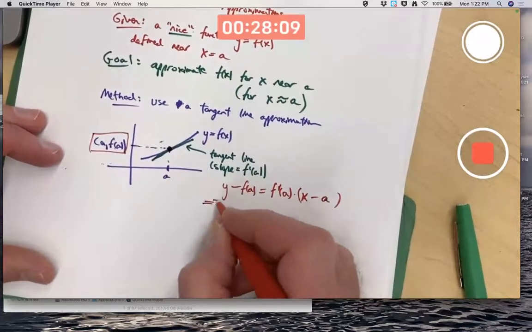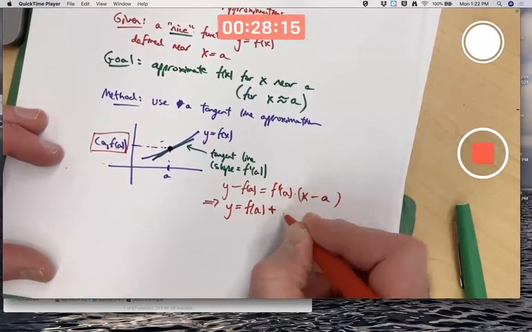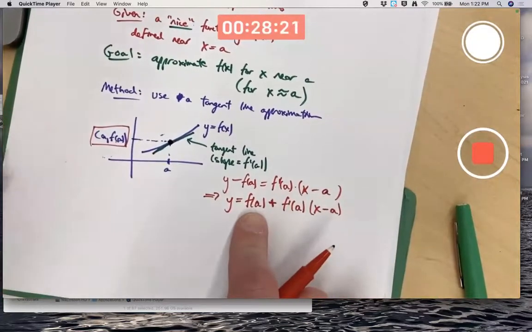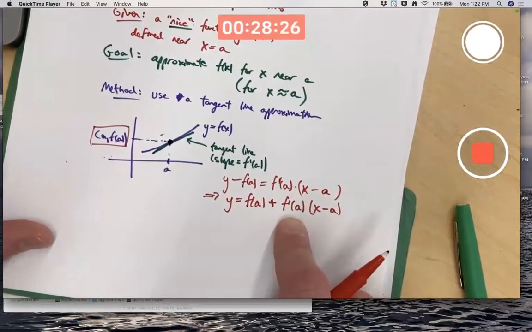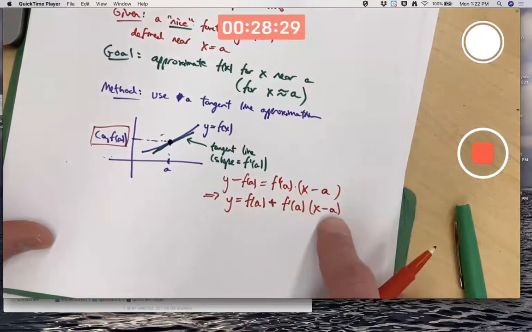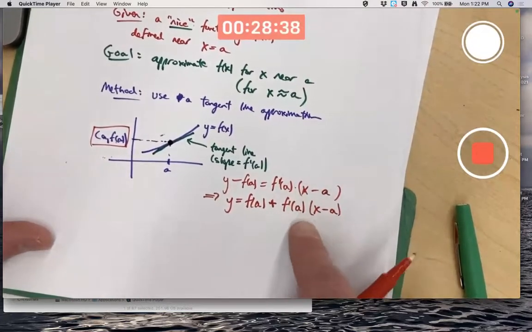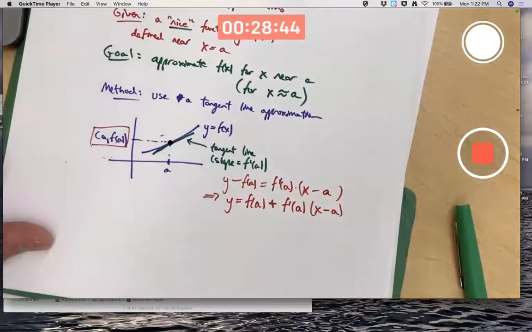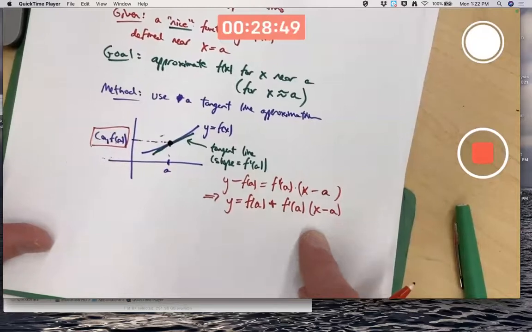I can solve that for y as a function of x by adding f of a to both sides. If a is fixed, just pretend it's, say, -1, and this is some fixed number like 1/3, and this is some fixed number like 7, then this would be a function of x. I could also multiply the f prime of a through the parentheses and simplify it to slope-intercept form. But I don't have to. In fact, it's typically better to leave it like this.